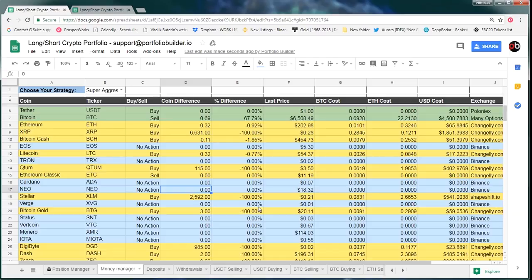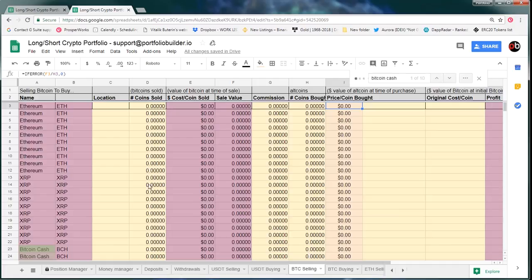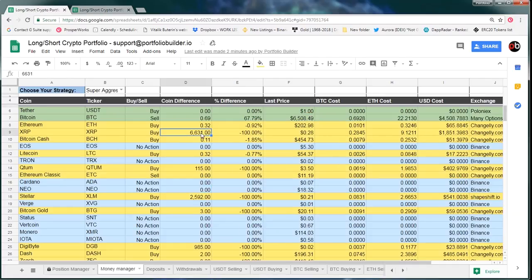Now I'll be pulling prices from the spreadsheet, which is a live feed of the real-time prices, but you'd be getting your prices from your actual exchange orders. So Changelly will print a receipt and email it to you of every trade. Binance gives you a trade history, etc. And we have tutorials teaching that in detail. So now we're going to go to the Bitcoin selling tab. Let's look at the first coin we need to purchase.